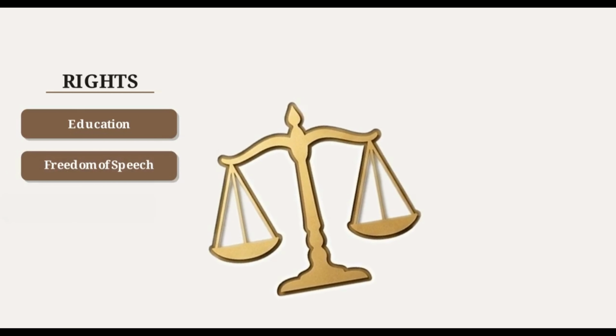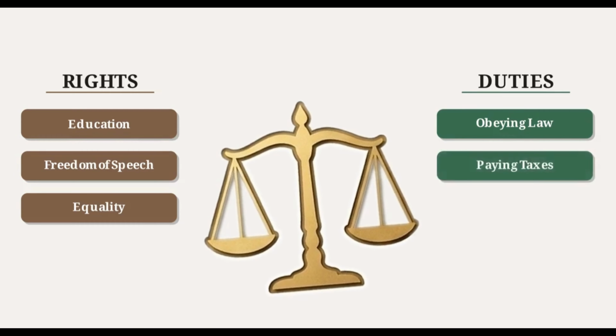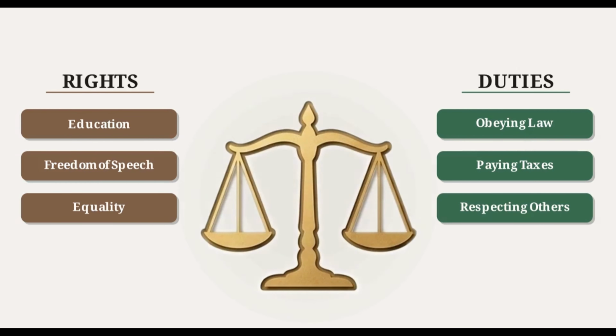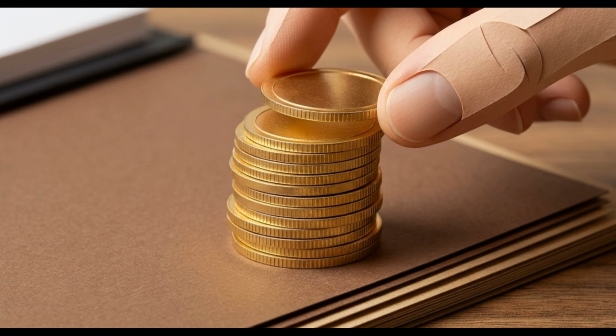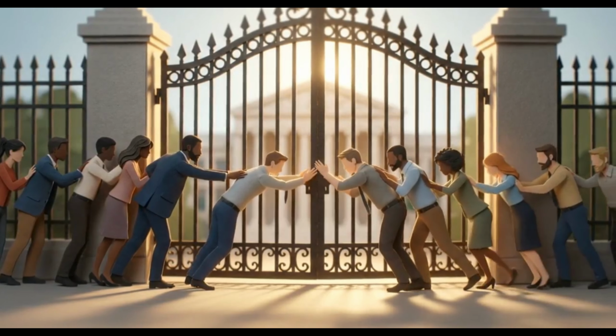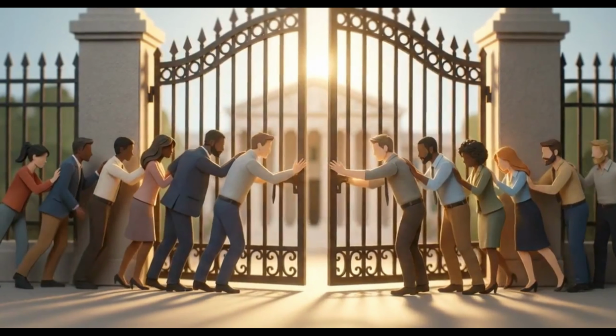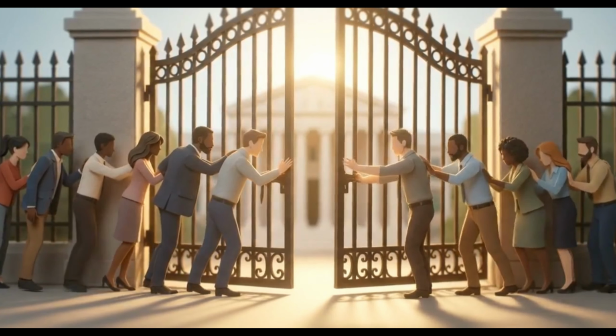This animated scale shows the inescapable cost of those freedoms. On one side are your rights, but they must be perfectly counterweighted on the other side by your duties, the responsibilities you owe back to the society that protects you. You fulfill these duties by paying your taxes, actively obeying the laws, and respecting the rights of the people around you. Rights cannot exist in a vacuum. Your freedoms are literally funded and secured by the collective effort of everyone doing their part.